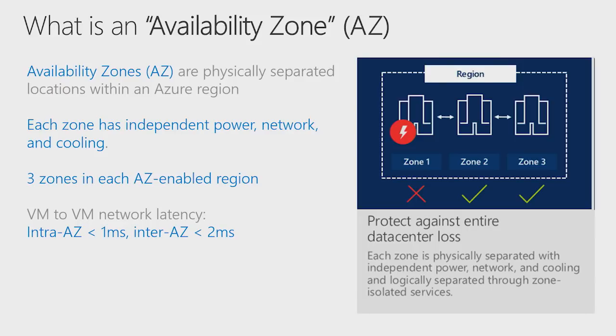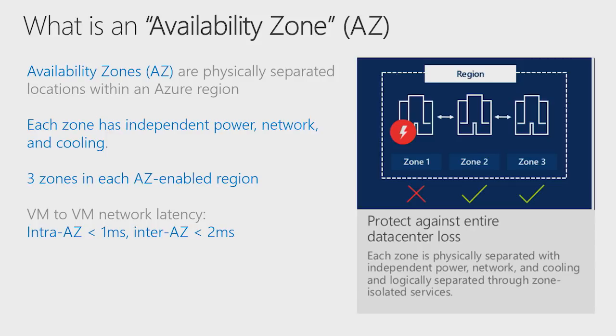And another thing to note is that with inter-availability zone communication, the network latency can be up to 2 milliseconds. Within an availability zone, it'll be around 1 millisecond. So there is that consideration to take there, but I mean, 2 milliseconds is fairly small.